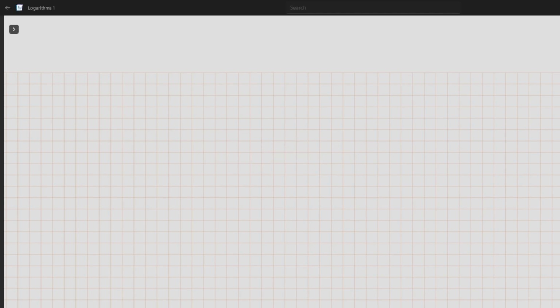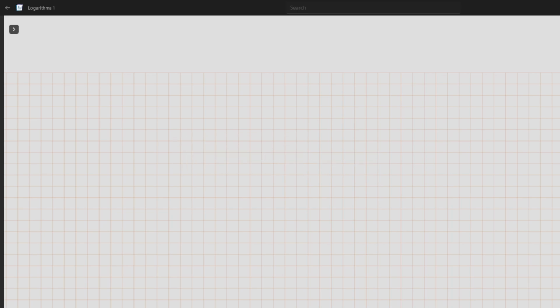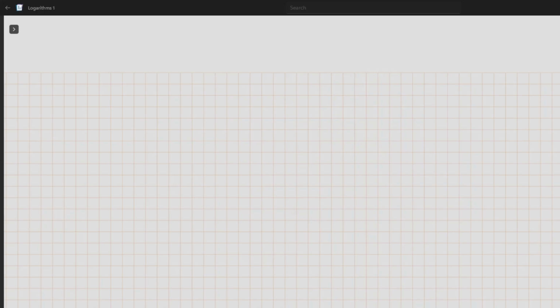Imagine this. You're an ancient mathematician in the 1600s, tasked with multiplying two enormous numbers, let's say 3,456 and 7,890. Without a calculator or a computer, this would take hours of painstaking work. But what if I told you there is a way to turn multiplication into simple addition? That's exactly what logarithms do.